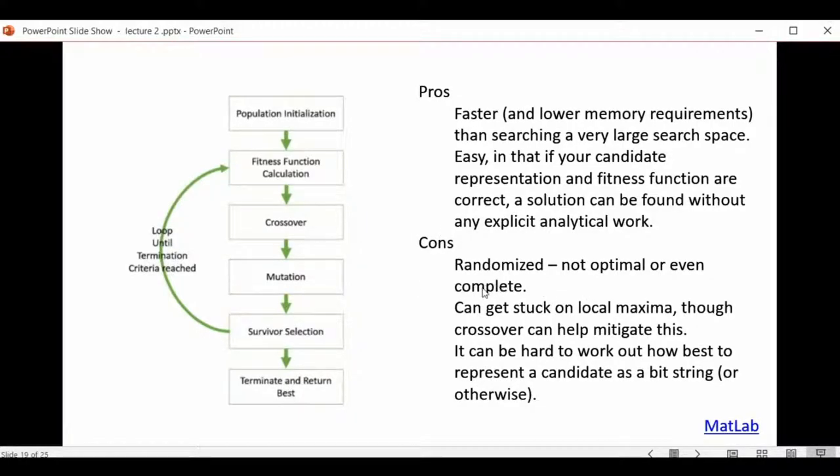Cons are that it's random, it's like natural selection. It's not guaranteed to be the optimal solution. It's just random mutation and crossover of different solutions. You can get stuck on local maxima, but there are different ways to get around this, and it's an evolving field.